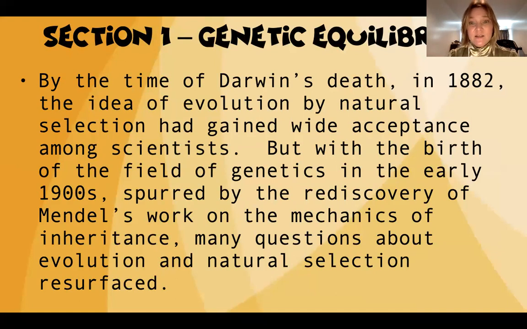acceptance among scientists. But with the birth of the field of genetics in the early 1900s, spurred by the rediscovery of Mendel's work on the mechanics of inheritance, many questions about evolution and natural selection resurfaced. So by the time Darwin died, everyone accepted evolution, but now that we have a new type of field of biology called genetics and inheritance, we can look at adaptation and natural selection through the eyes of genetics.